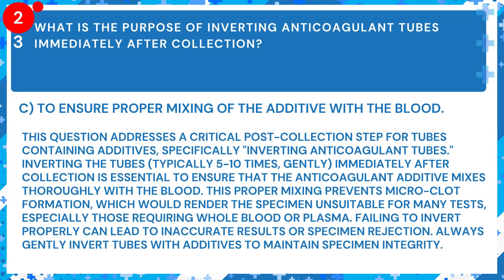Answer: C. To ensure proper mixing of the additive with the blood. Explanation: this question addresses a critical post-collection step for tubes containing additives, specifically inverting anticoagulant tubes. Inverting the tubes, typically 5 to 10 times, gently, immediately after collection is essential to ensure that the anticoagulant additive mixes thoroughly with the blood.